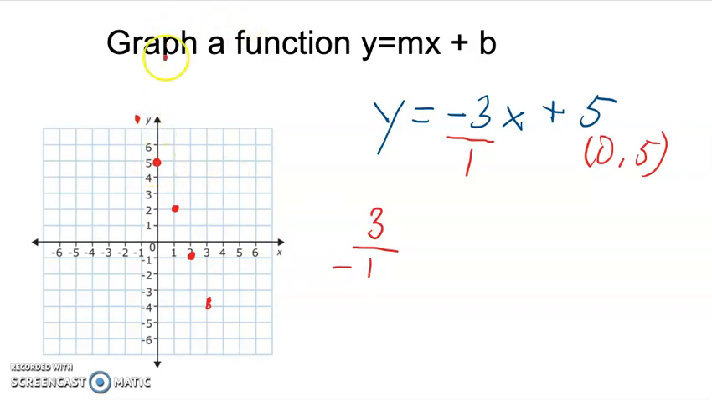Okay, so let's connect the points here. Oh, no. Let's go back. Okay, so this is a sketched line. I cannot really say I graphed it, I kind of sketched it because it's not a straight line. Okay, so that will be for graphing a function in the form of y equals mx plus b.